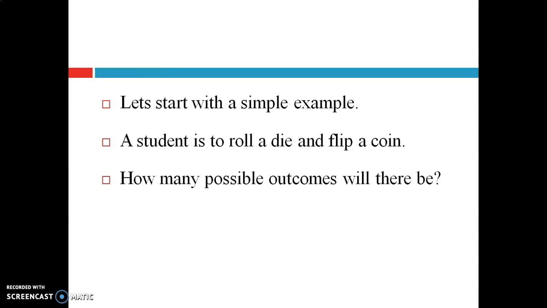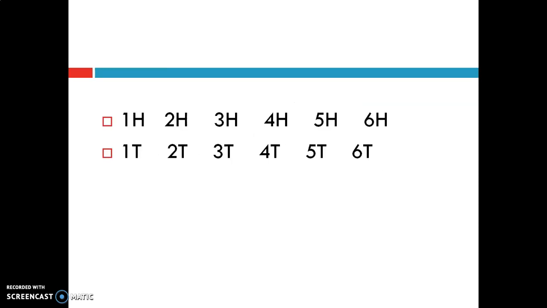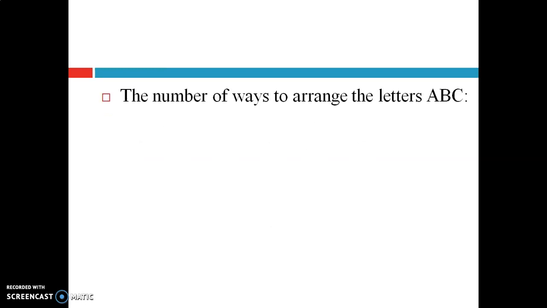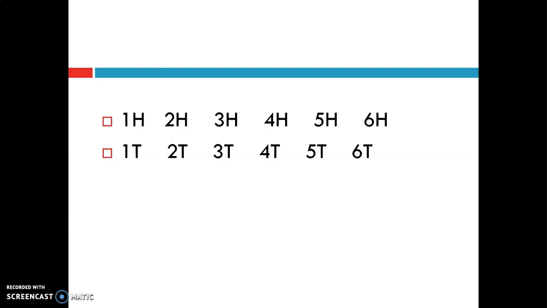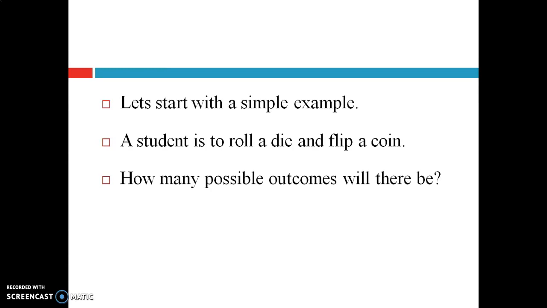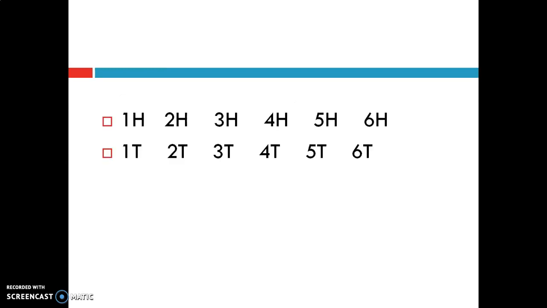So the possible outcomes are like this: 1 and head, 2 and head, 3 and head, 4 and head, 5 and head, and 6 and head, and 1 and tail, 2 and tail, 3 and tail, 4 and tail, 5 and tail, and 6 and tail. These are the possible outcomes for this example.